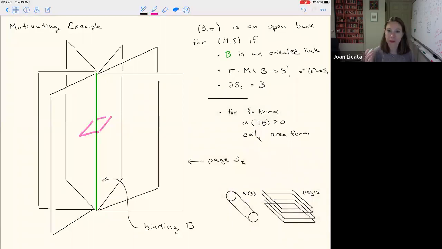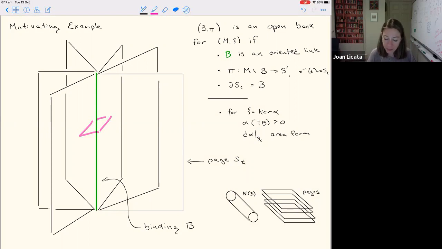So the takeaway from this is that an open book splits your manifold into two pieces. There's a part that's near the binding, which is standard, and there's a part that's away from the binding, which is just a product of, or a twisted product of, some surfaces. So locally, it just looks like a product. Globally, it's some foliation, some mapping torus.